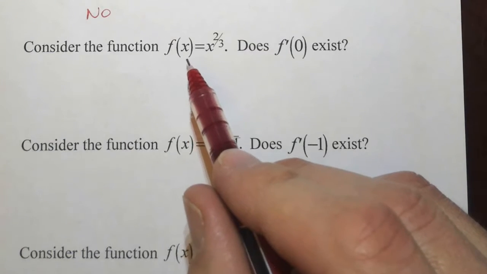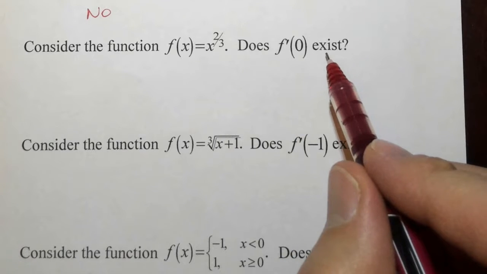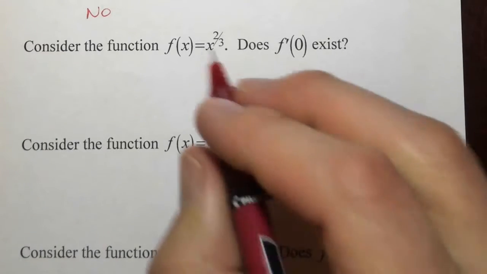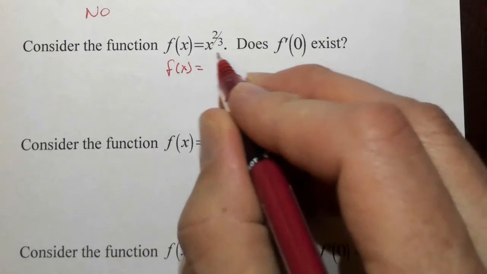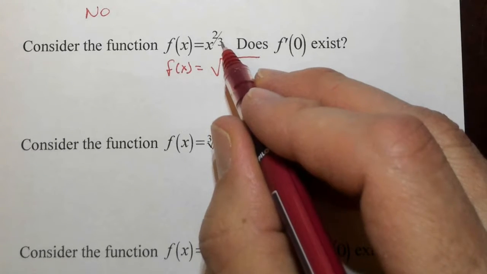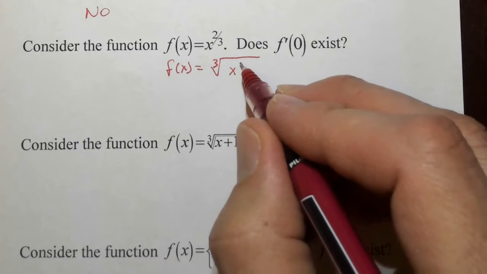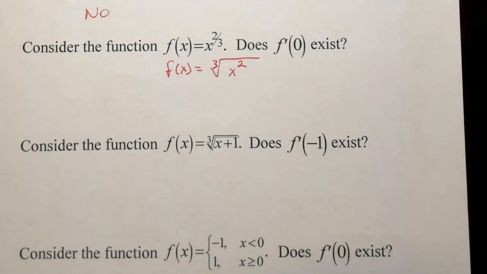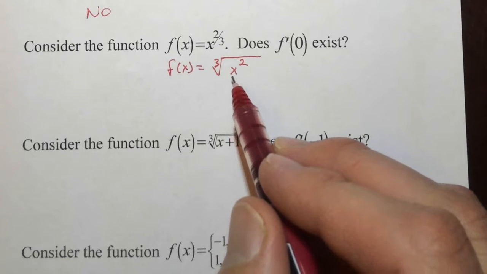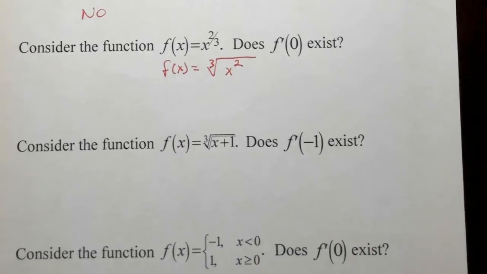Case number 2. We have f of x is equal to x to the 2/3, and we're interested in whether or not the derivative exists at 0. Okay, so x to the 2/3. There's another way to write that. We know from algebra class that rational exponents are really the same as radicals, where the denominator of the rational exponent is our root, and the numerator of our exponent belongs to the variable underneath the radical. So this is the same thing as the cube root of x squared. So let's take a look at the cube root of x squared, particularly when x is equal to 0.